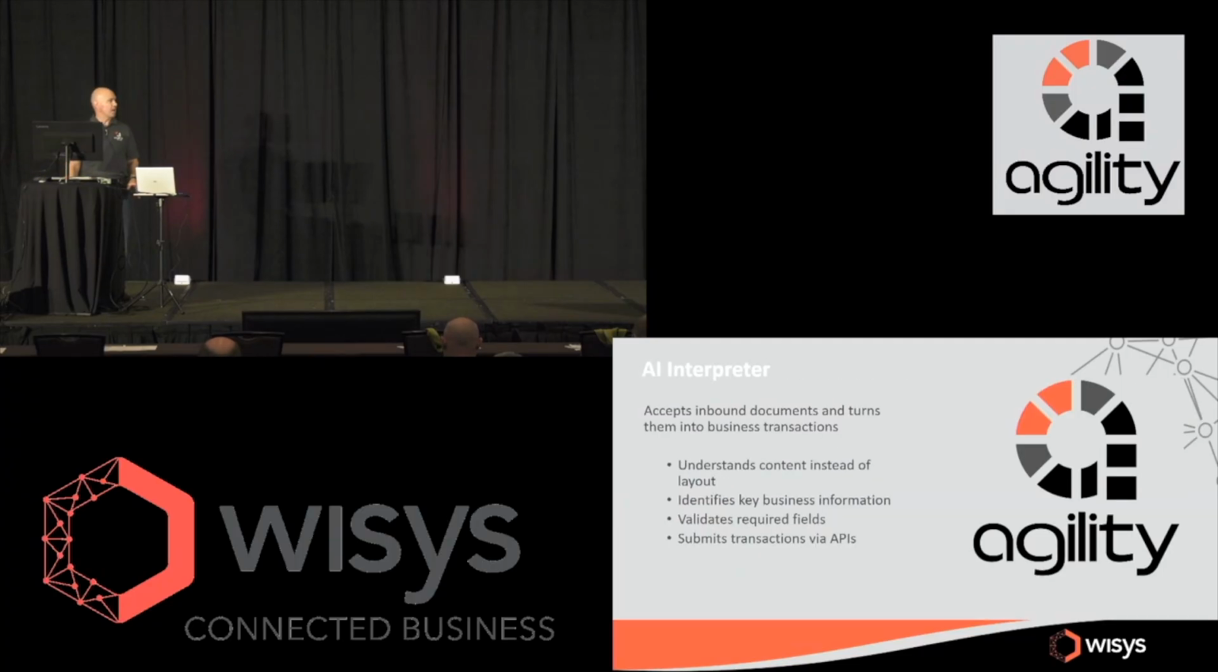So we have created the AI Interpreter to bridge that gap. At its leanest definition, I could come up with this: the AI Interpreter accepts inbound documents and turns them into business transactions. It understands the content instead of the layout. It identifies key business information, validates required fields, and ultimately lets you submit those via an API transaction.